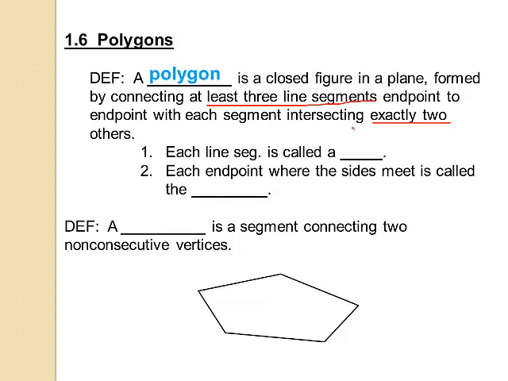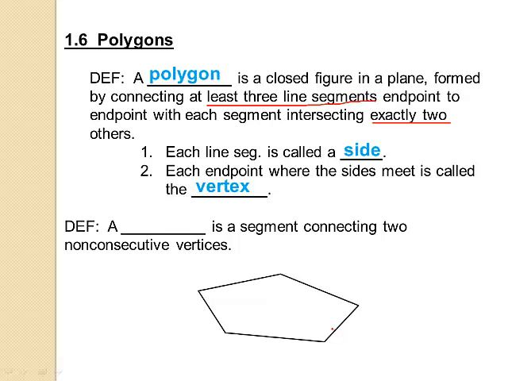We're going to call each line segment a side. Each endpoint where the sides meet is going to be called a vertex. So this is very similar to how you did angles. In the figure below, we have a 5-sided figure, a 5-sided polygon.